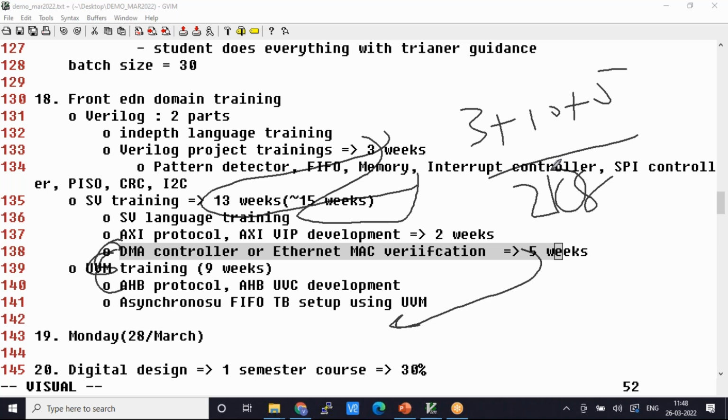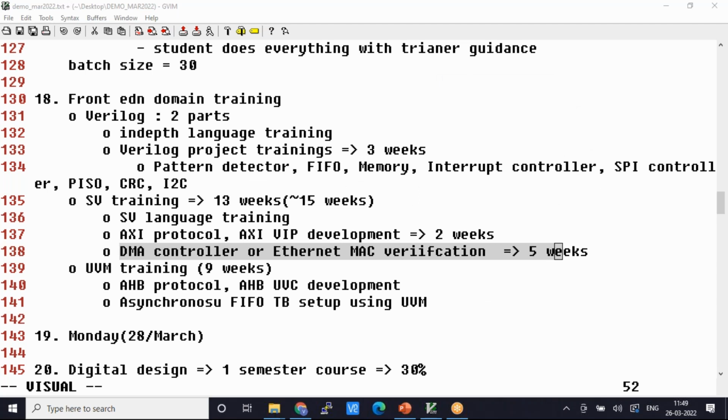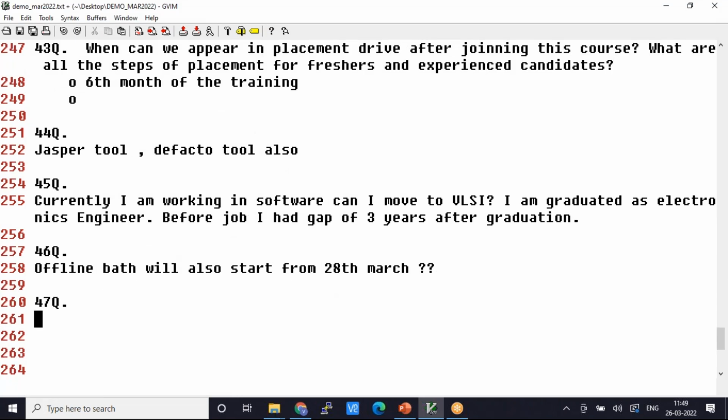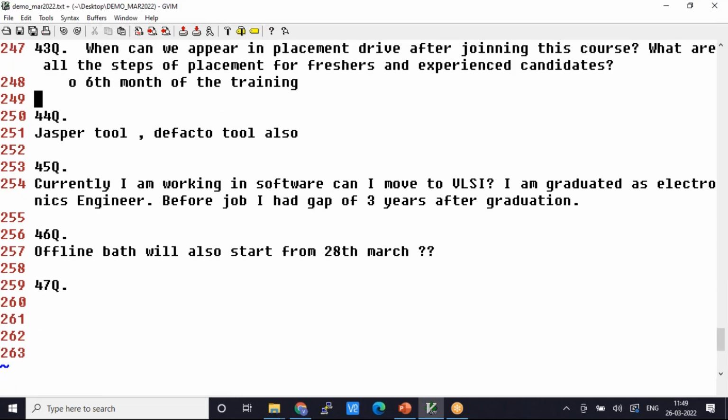Once you are good with Verilog, SystemVerilog, and UVM, even if you haven't done the projects, you can still get placed. The projects give you additional expertise. That means from the 6th month of training, after 5 months of training, you will be able to start looking for jobs, and the institute will provide you the support.